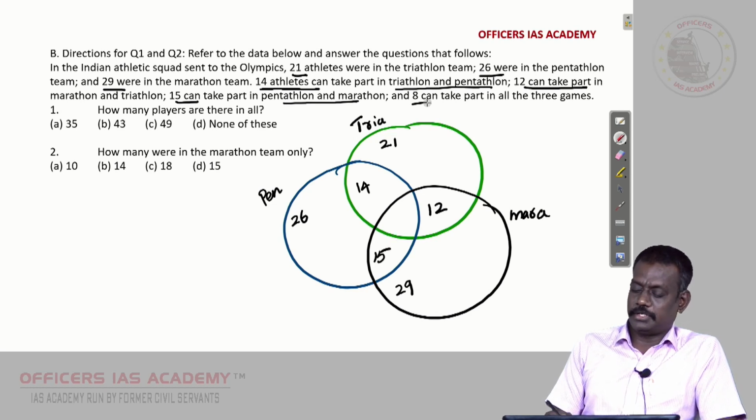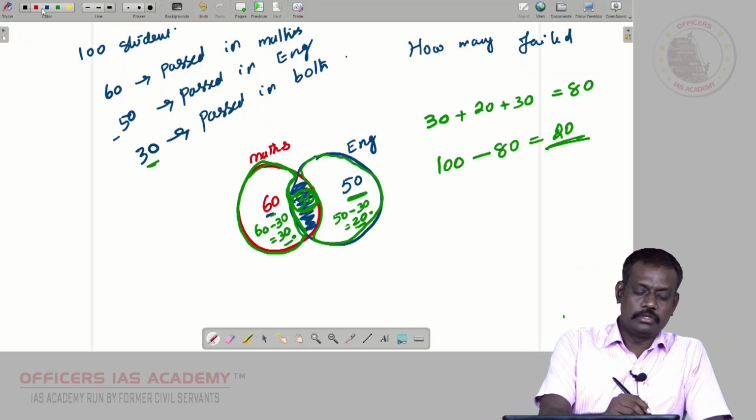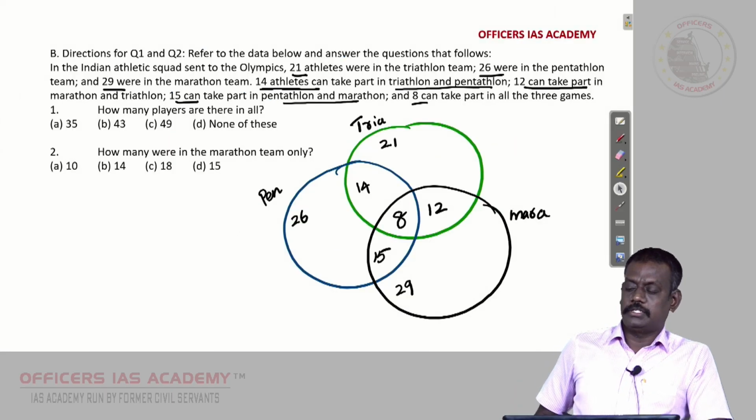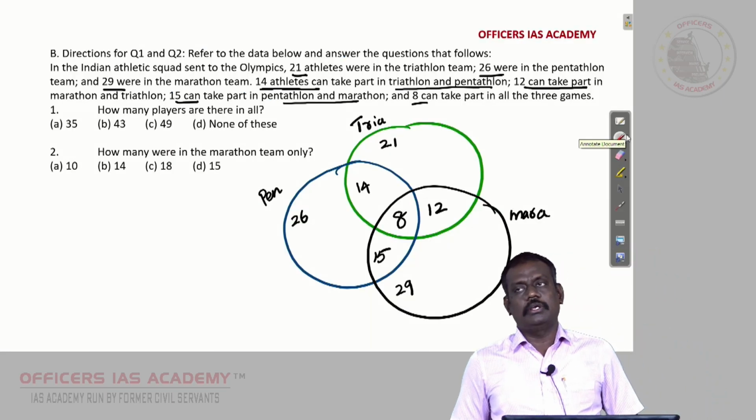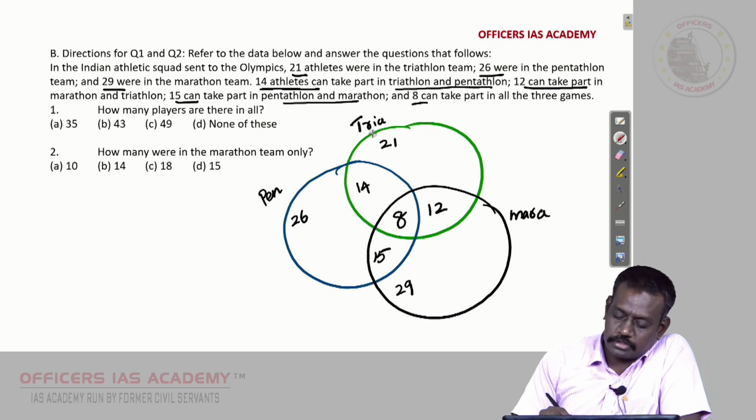And 8 can take part in all. So this is 8. Okay. So what you have to do after this? As I told you earlier, you should try to find out the only values. Only values are nothing but the areas of this segment.